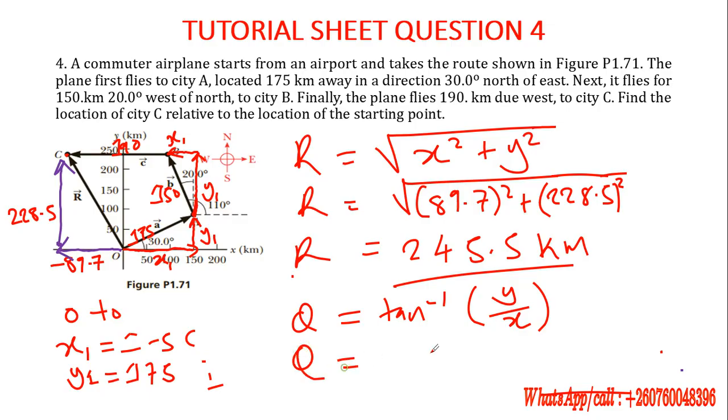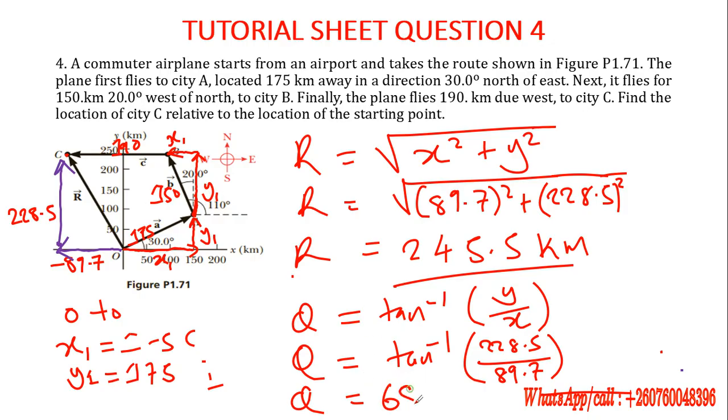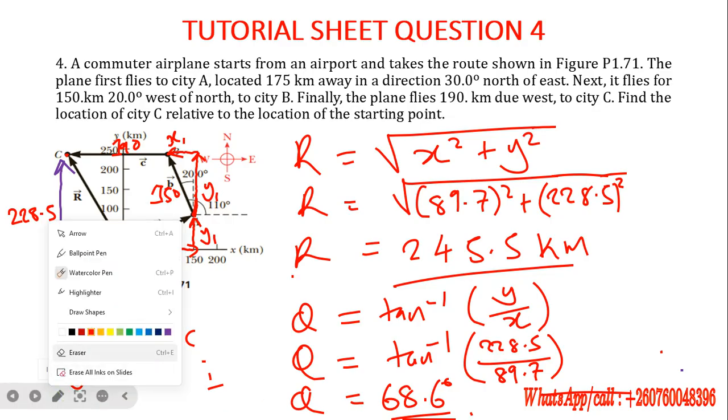So now here, which one is your y? Your y, you know that you're having it to be 228.5, over which one is your x, which is 89.7. Just take it as a positive here because that's your theta. And then what will be your theta? Once you punch this, 228.5 divided by 89.7, shift tan, the theta is going to be 68.6 degrees. Then just by doing this, you're done.